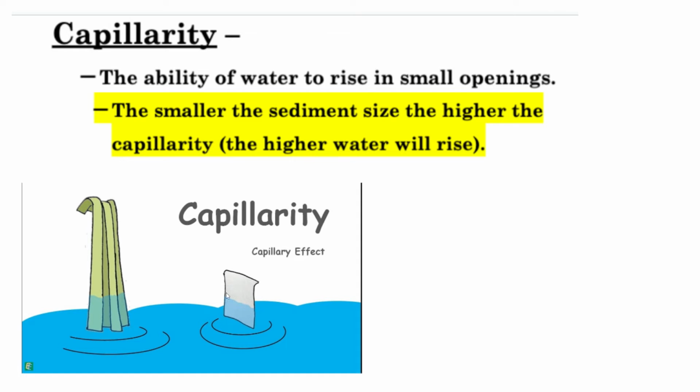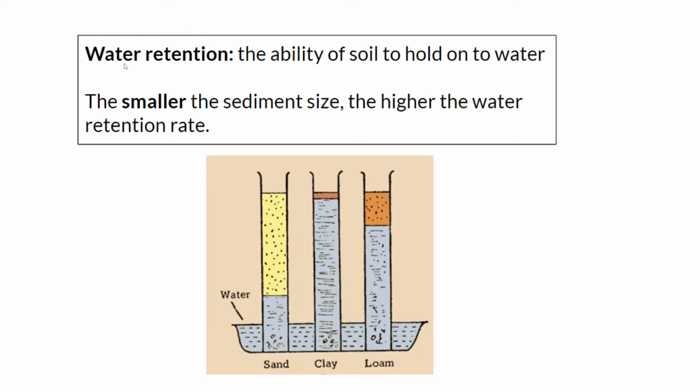So the smaller the particle sizes are in this piece of paper and this towel, the easier it will be for the water to rise up. Okay? So in our case, since we've been talking about sediments, the smaller the sediment size is, the higher the capillarity, or the higher the water will rise. Another word for capillarity is also water retention. And water retention is the ability of soil to hold on to water.